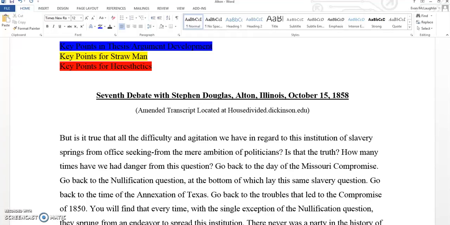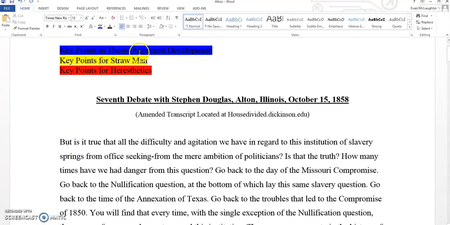Hi, I'm Evan McLaughlin, and today we'll discuss Lincoln's seventh and final debate against Stephen Douglas during the famous Lincoln-Douglas debates. For the purposes of our discussion today, anything I highlight in blue, as demonstrated up here, will be a point that connects to Lincoln's thesis or a key part in his argument's development.